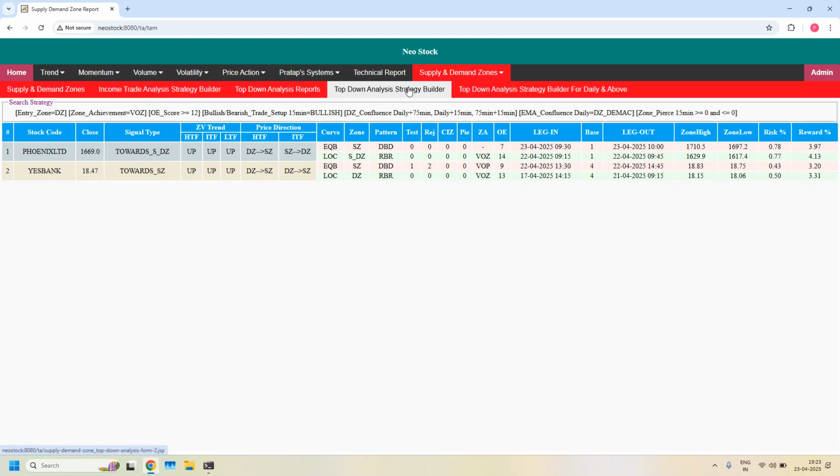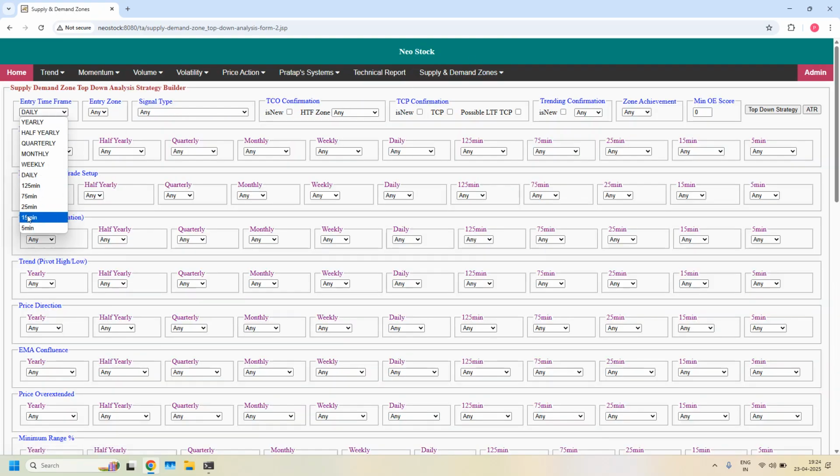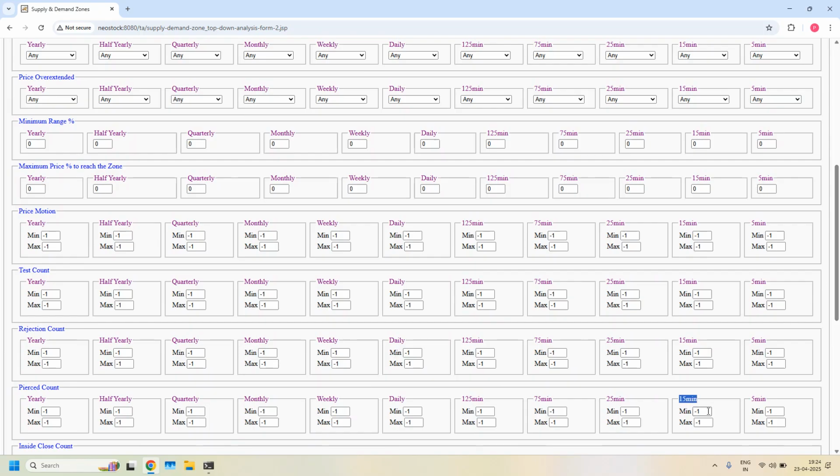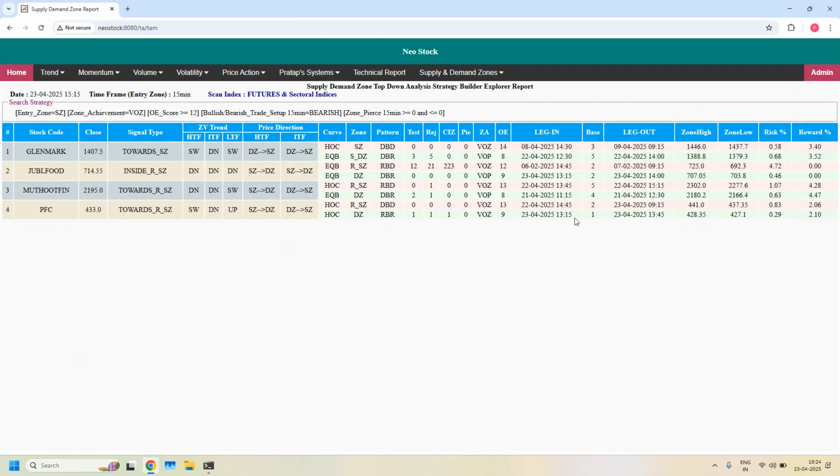Next, bearish trade setup for daily income trade. Entry time frame 15 minutes. Entry zone supply zone, bullish or bearish. At 15 minutes I am selecting bearish. Zone achievement VOZ, minimum order enhancer score 12. And also 15 minute supply zone should not be pierced. So with these filters, we got 4 stocks.